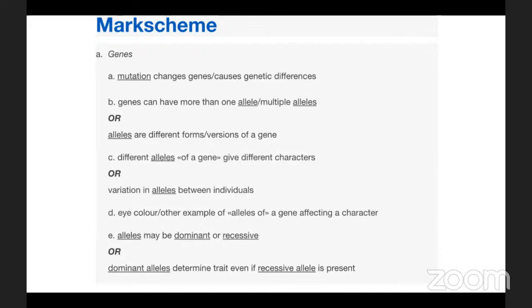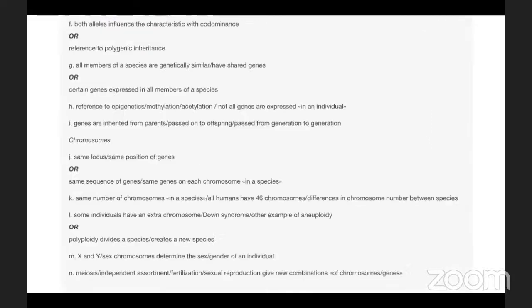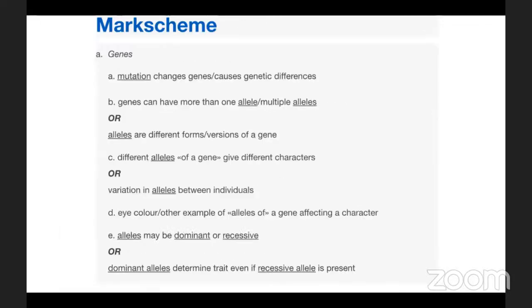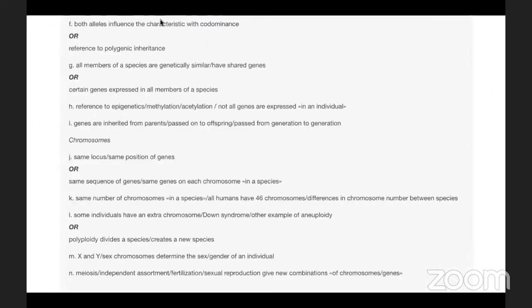And alleles may also be dominant or recessive. So that's one way of explaining the genes lah. See, ada banyak point. Ni berapa markah ni? 7 marks. So anything can happen. Next, point number F. Both alleles influence the characteristic.